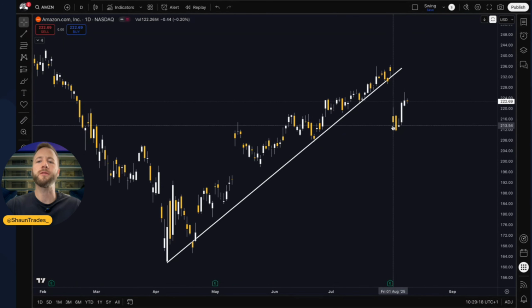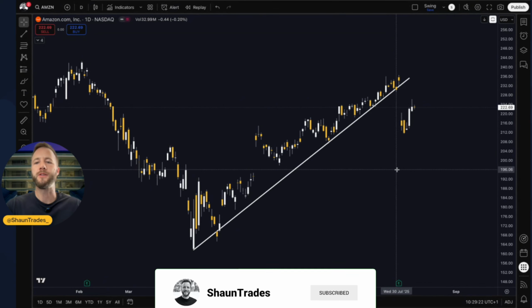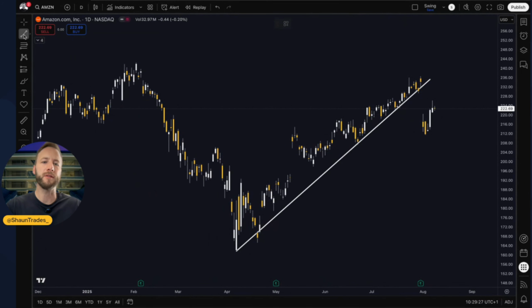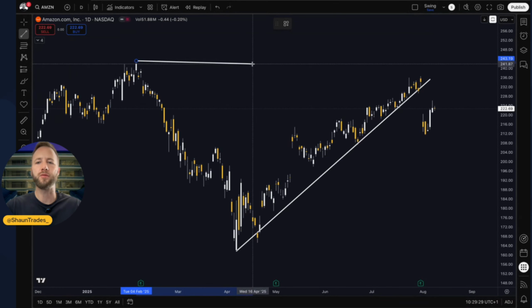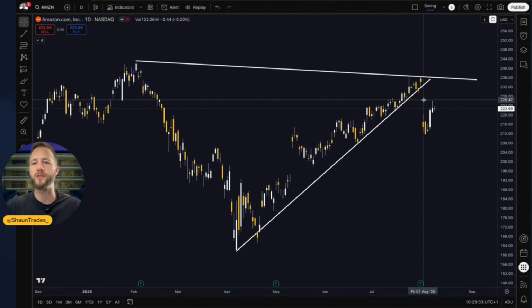So where would you go from here? That's a tricky question because it's in a bit of limbo. You wouldn't go from here. You would perhaps draw the other way around, go from the highs set back in February and draw it to the highs just recently set in late July.